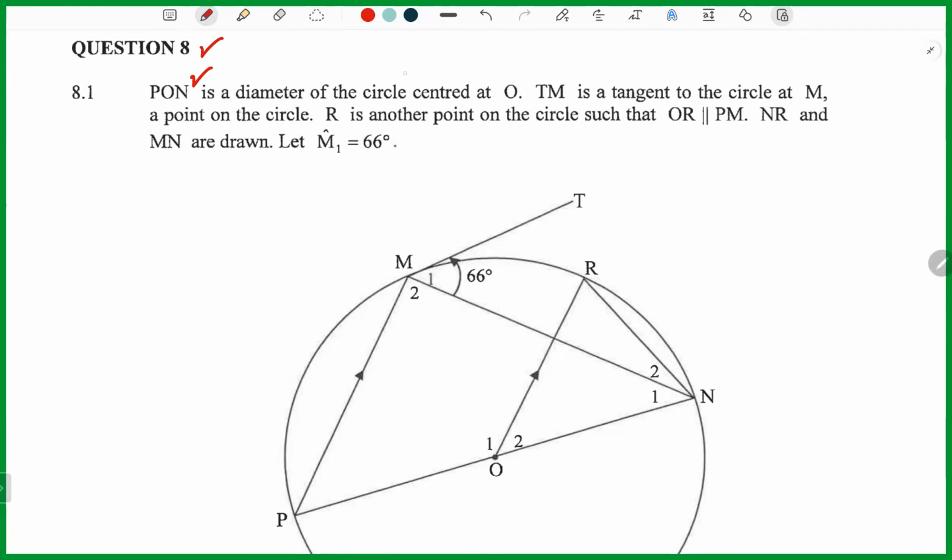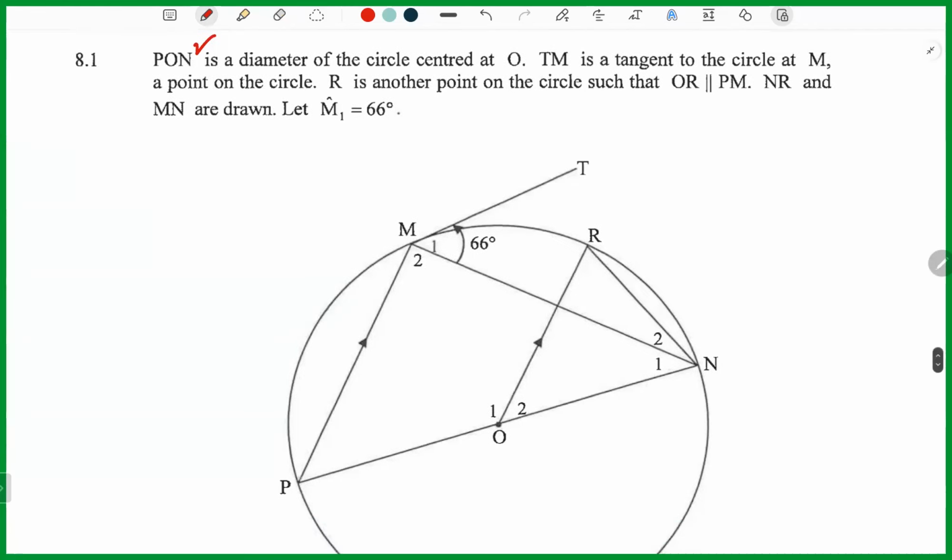PON is a diameter of the circle centered at O. TM is a tangent to the circle at the point M, a point on the circle. R is another point on the circle such that OR is parallel to PM. Here is OR parallel to PM. The examiner showed the parallel lines there.